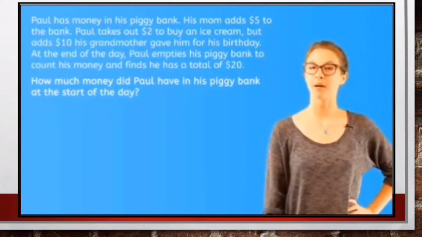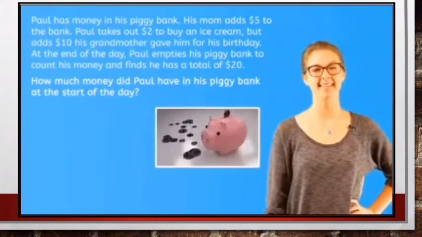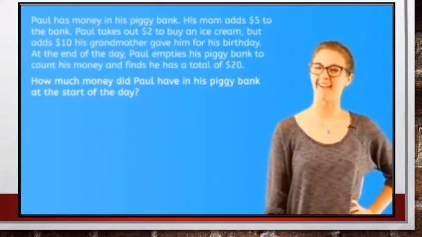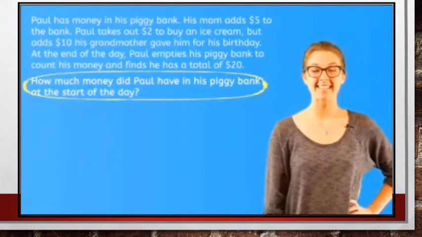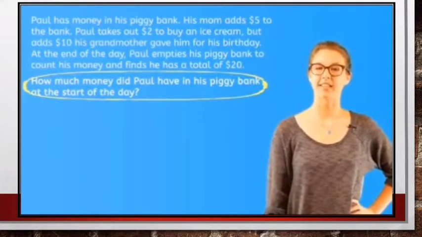This is a great problem because there are a lot of things happening. Money is being added and subtracted and taken out of Paul's piggy bank. What are we looking for? Right. How much money did Paul have in his piggy bank at the start of the day? Most math problems give you starting information and ask what you end with. But this one gives us what we end with and asks us to find out what we started with. So, the best way to solve this problem is to work backwards or work in reverse.